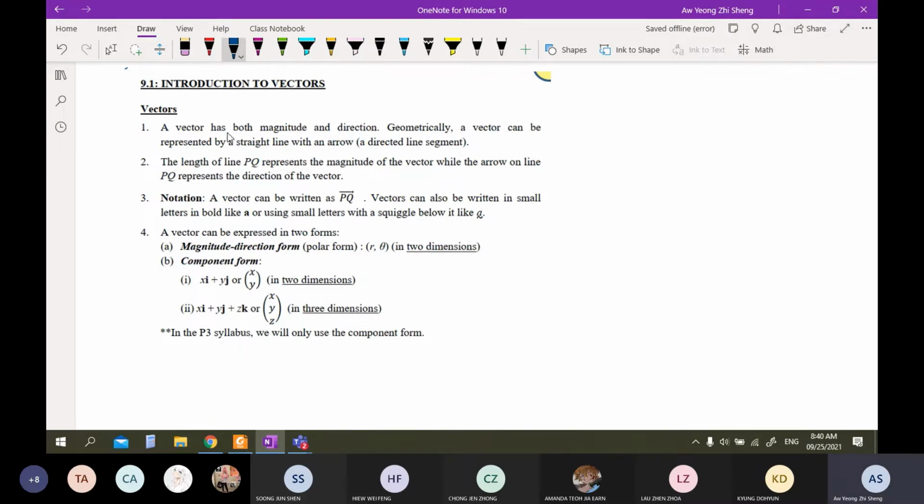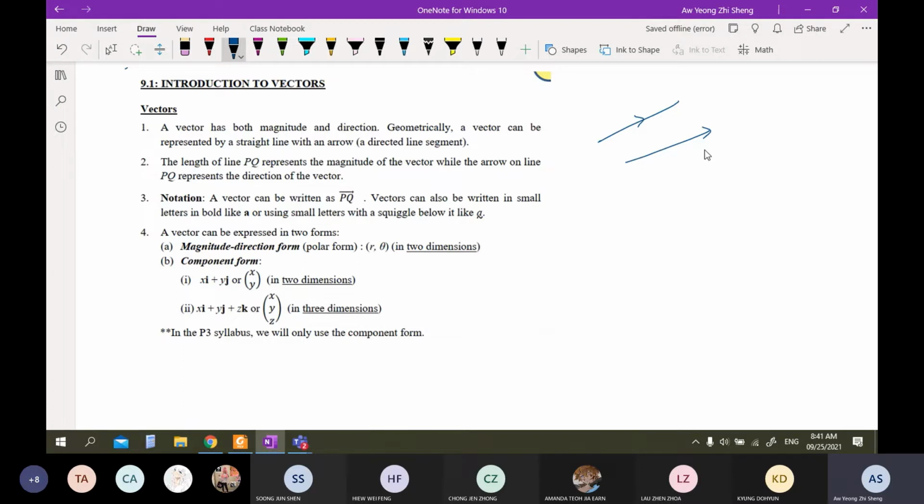So the first point, a vector has both magnitude and direction. Geometrically, a vector can be represented by a straight line with an arrow. And so usually when we want to visualize a vector, we will draw a straight line with an arrow like this. Some people draw the arrow at the end, that doesn't matter.